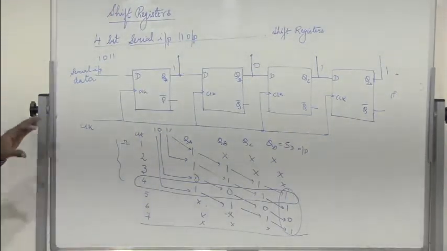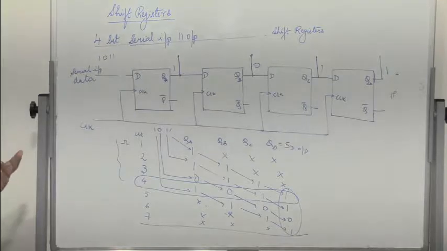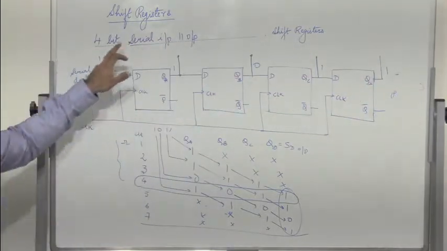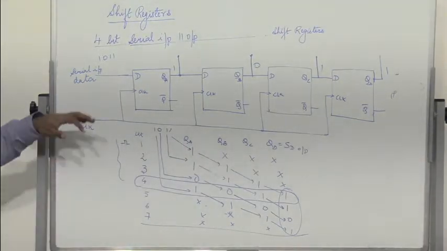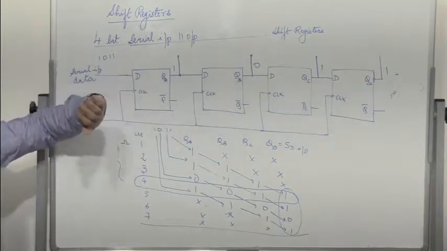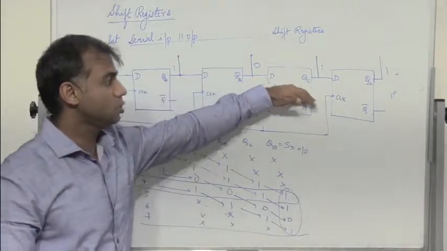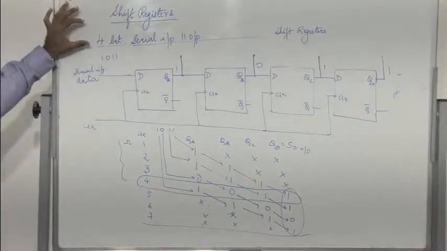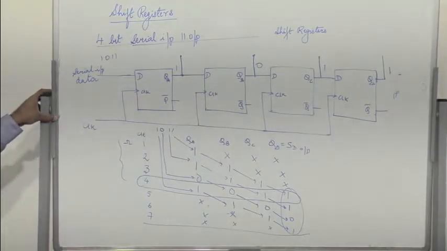Right? So we observe that a 4-bit serial input, serial output shift register can be converted into a 4-bit circular shift register by connecting QD with the input of the first flip-flop, and we can convert the same 4-bit serial input, serial output shift register into a 4-bit serial input parallel output by taking the outputs at QA, QB, QC and QD. Right? So in the next case, let's see how we can design a 4-bit serial or parallel input and serial or parallel output shift register.